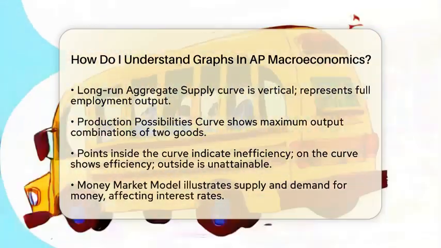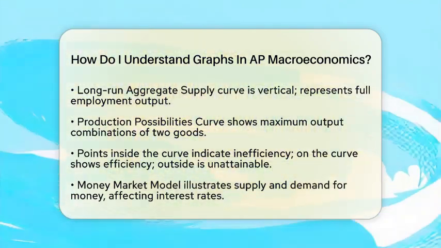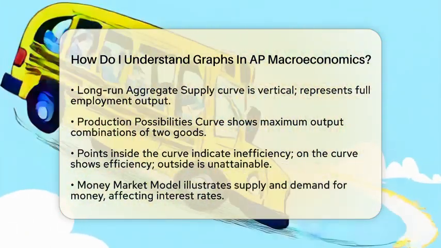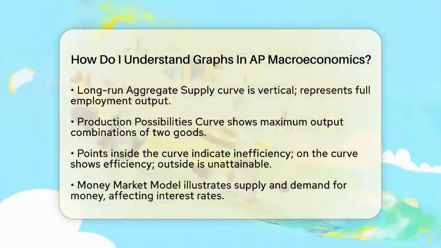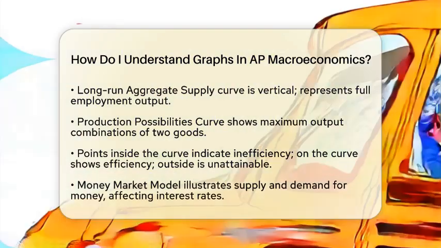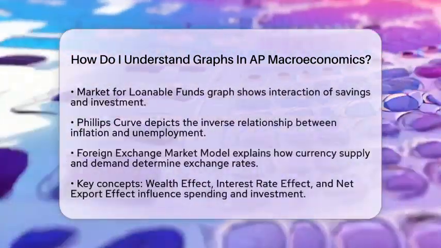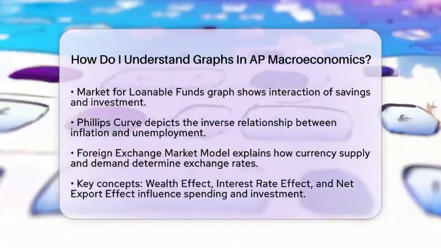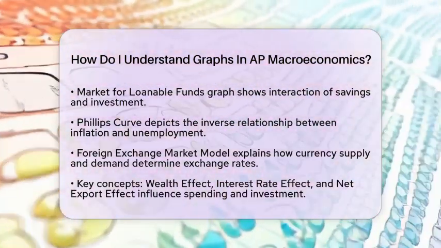The money market model is also crucial. It illustrates the supply and demand for money, helping you understand how interest rates are determined. Additionally, the market for loanable funds graph shows how savings and investment interact to set the real interest rate. The Phillips curve depicts the inverse relationship between inflation and unemployment in the short run, while the foreign exchange market model shows how exchange rates are determined by the supply and demand for currencies.